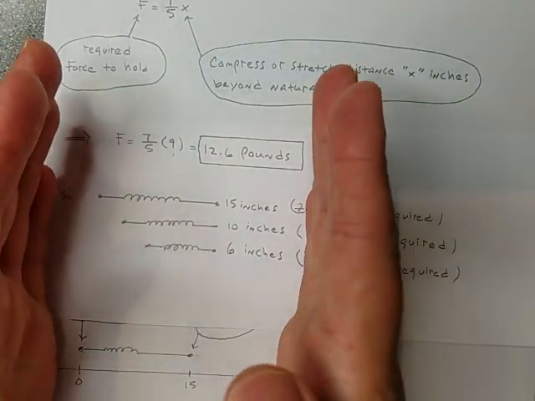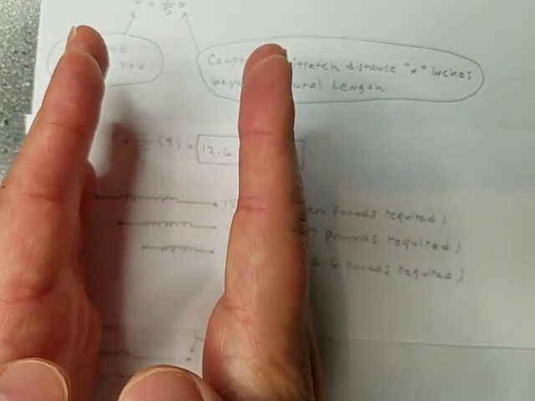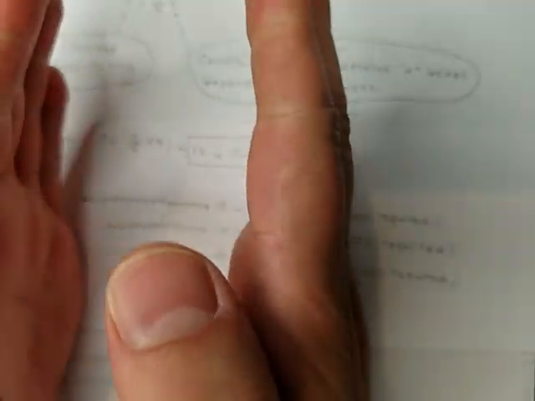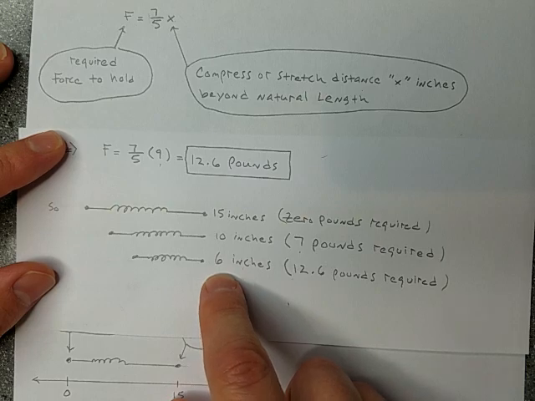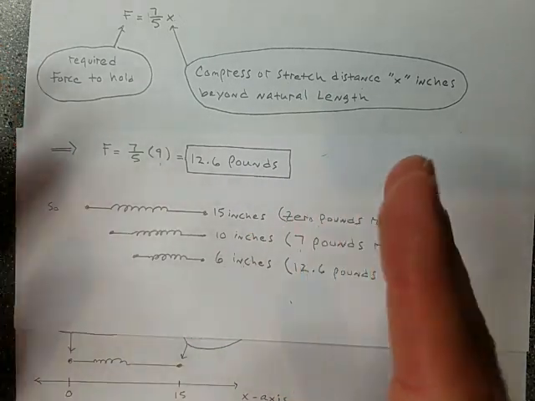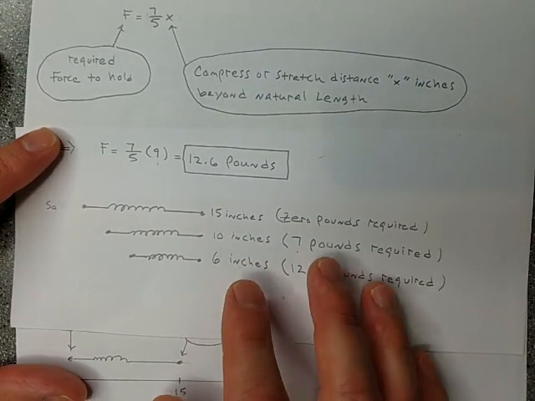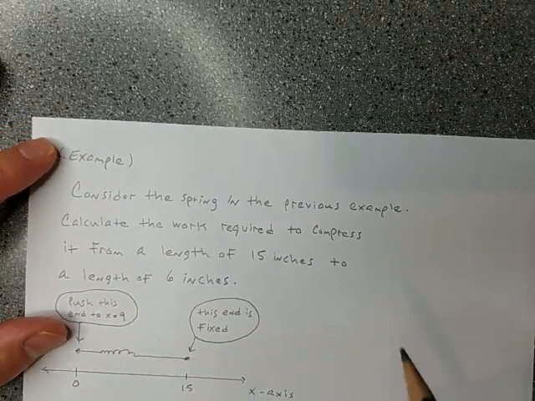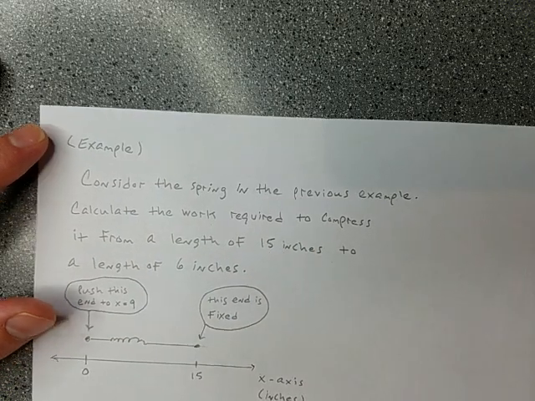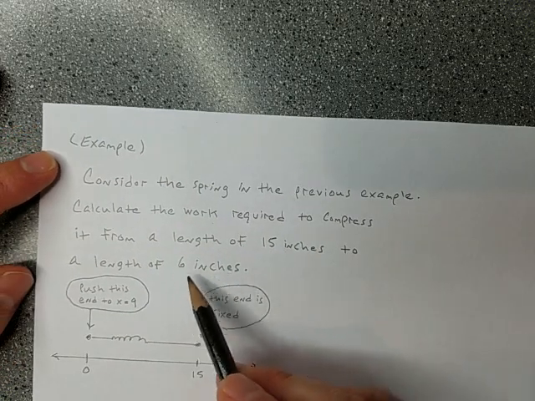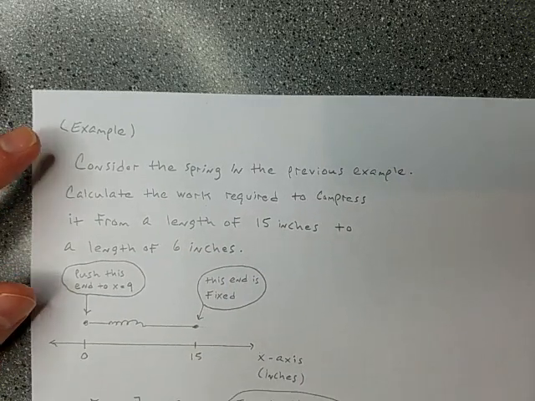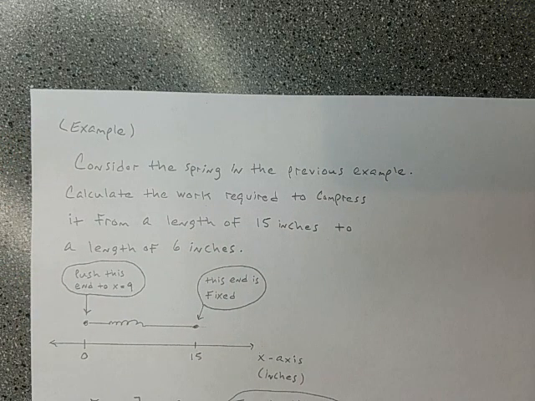Now, if I was going to squash it down from 15 to 6 and hold it squashed down, the force required to just hold it squashed like that is 12.6 pounds. That's the force of compression required to hold it to that 6-inch length. But I want to know the work required to start at the natural length and gradually compress it to a final value of 6. So there's my question. That's what I want you to think about.